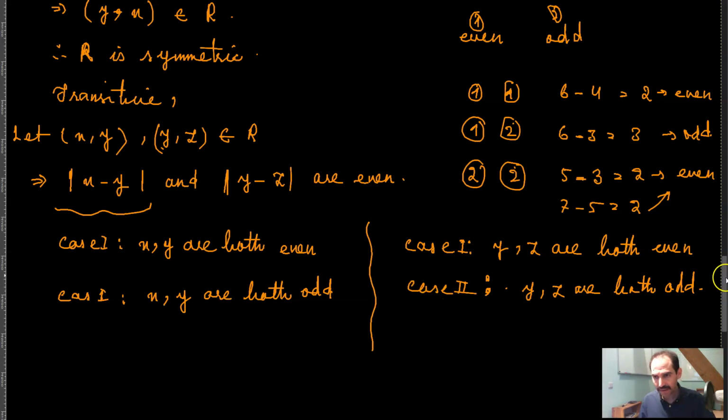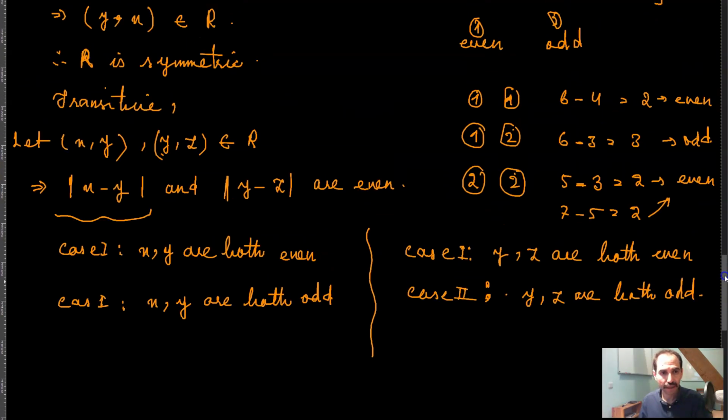Now suppose that, and here we want to show that basically x and z does belong to R as well, right? Meaning that the difference of x and z is again an even number, right?